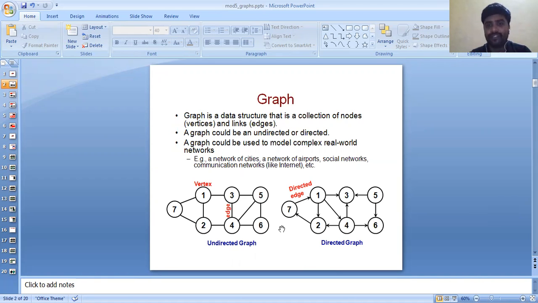Pictorially, this is what a graph is and what are the terms we are going to have. A graph is always represented by two terms, the vertices V and the edges E, that is the links. We call V the set of vertices, a set of nodes, and E the set of edges, a set of links. So a set of vertices and a set of edges together specify a graph.